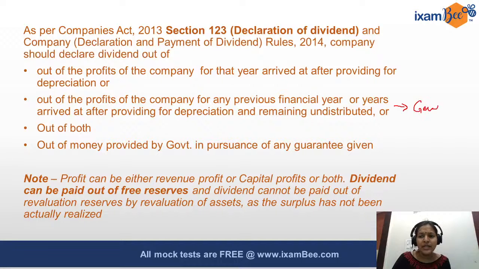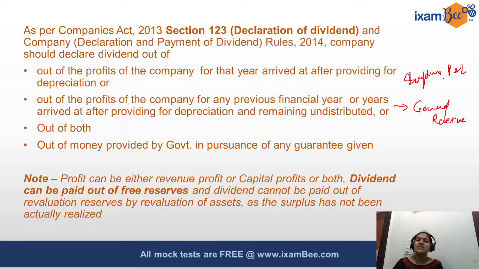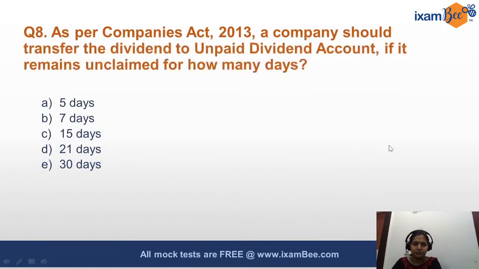It's usually indicated under the general reserve in your balance sheet, and this is your surplus profit and loss. So if you see any balance sheet, you will see a surplus profit and loss, you will see a general reserve. So you can use that, or you can use both, or any other money provided by the government in pursuance of any guarantee given. Okay, so these are the sources from which you can declare the dividend.